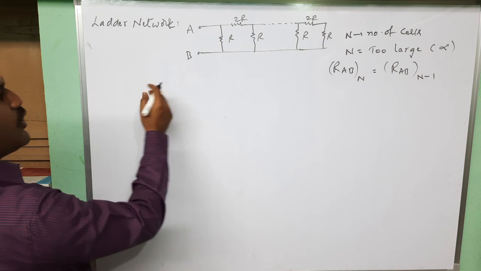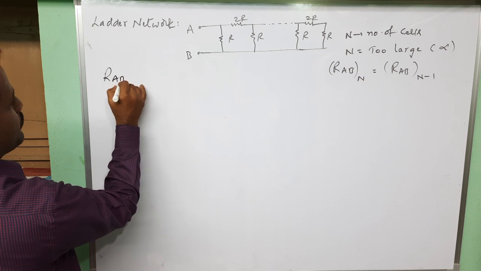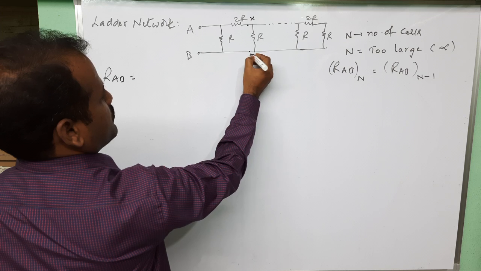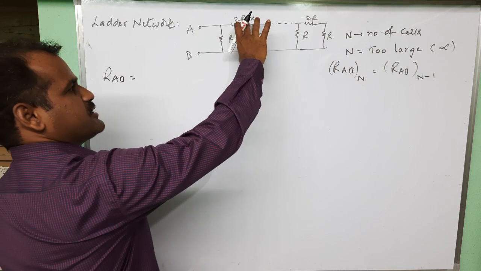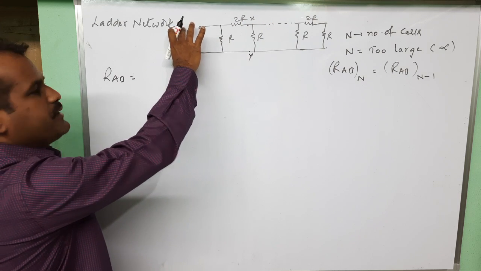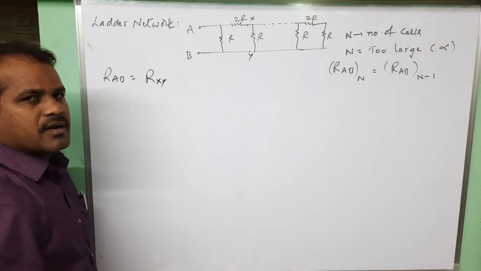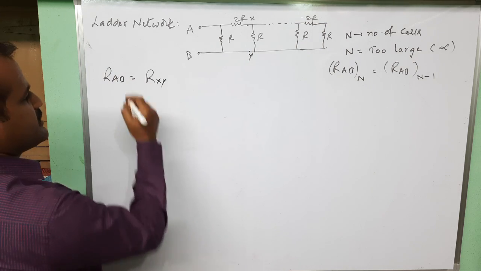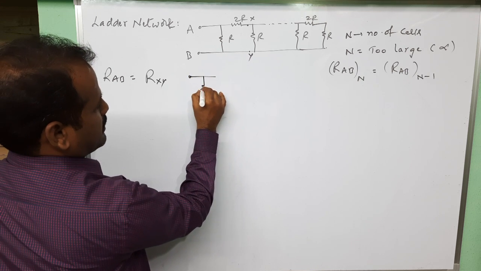Let us find how to calculate the resistance RAB. I am considering X and Y terminals for n minus 1 number of cells, with equivalent resistance RXY. For n number of cells, it is RAB. So RAB is equal to RXY, provided the number of cells is too large. I am considering this assumption.